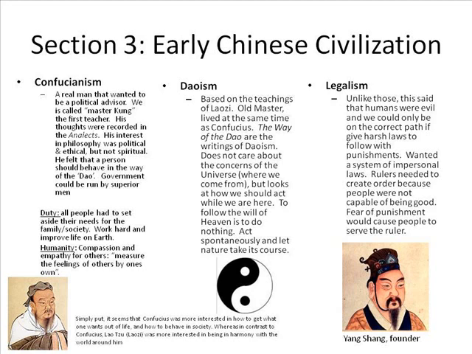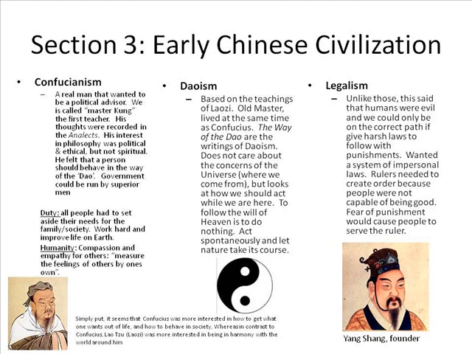His thoughts were recorded in the Analects. His interest in philosophy was political and ethical, but not spiritual. He felt that a person should behave in the way of the Tao, and the government could be run by superior men. That just means not by rulers or a particular family or anything like that. So this made Confucianism, or a system of Confucius ideas, an important part of Chinese history.